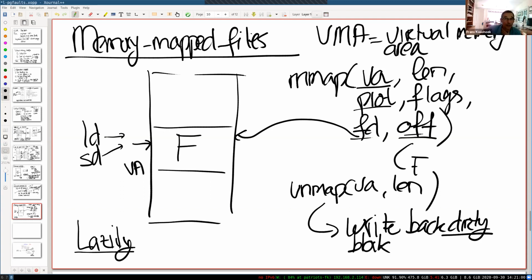Yeah, good question. So what are the semantics in Unix in general? What happens if multiple processes read and write to the same file using read and write system calls?